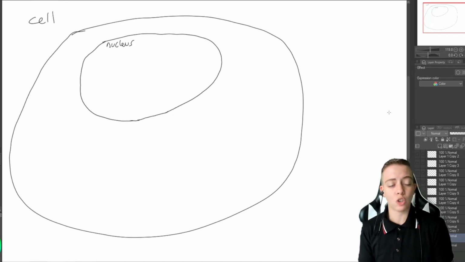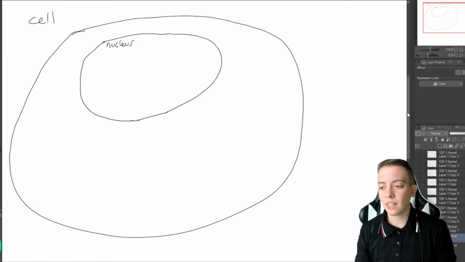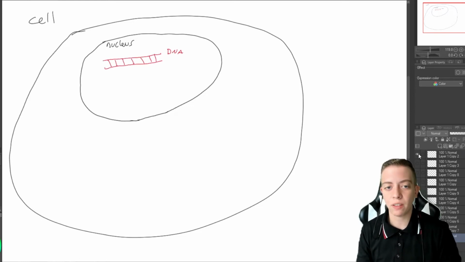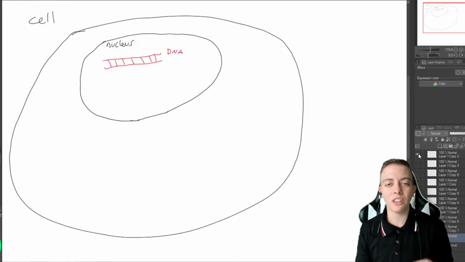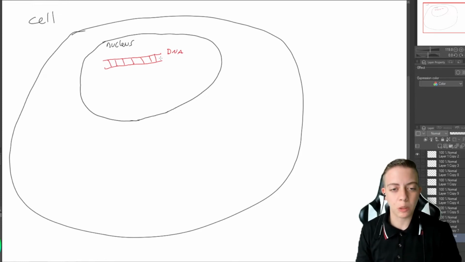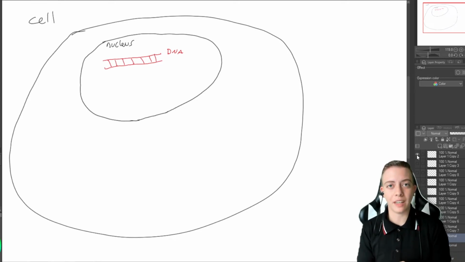So I have made a drawing. But it's a cell with a nucleus. Pretty simple. And in this nucleus, we have DNA. And as you can see, this DNA is very tightly held together in the middle by these bonds. And in order to make mRNA, we are going to need to separate these DNA strands.